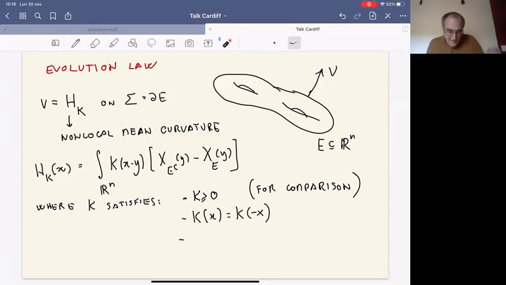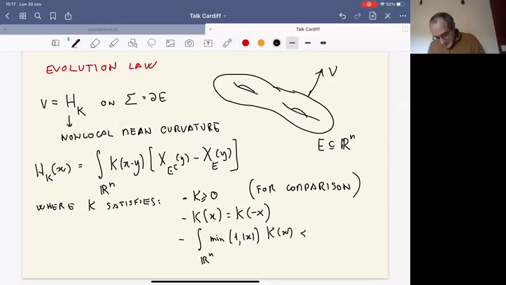And so there is an integrability condition, which is that the integral of the minimum between this and this, K of x, is less than plus infinity.